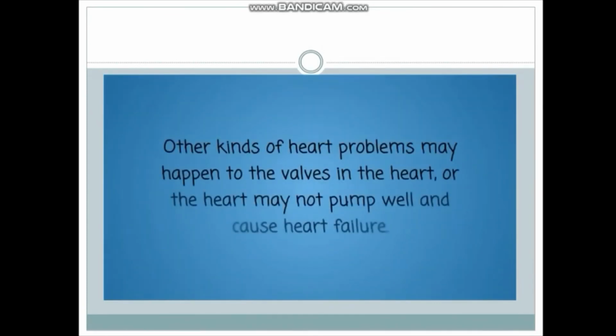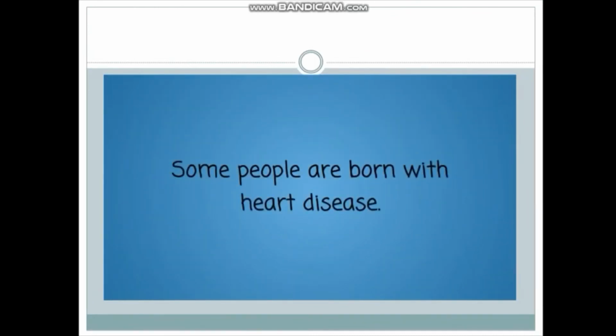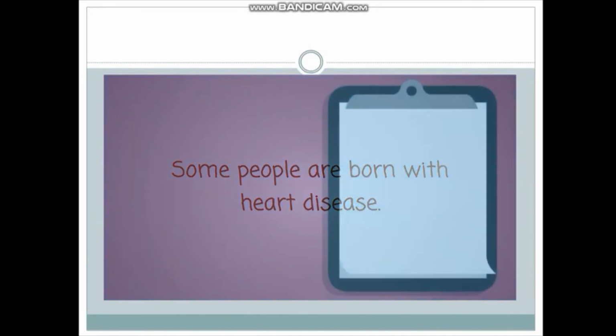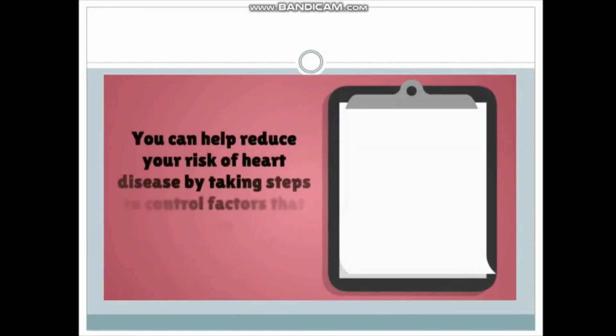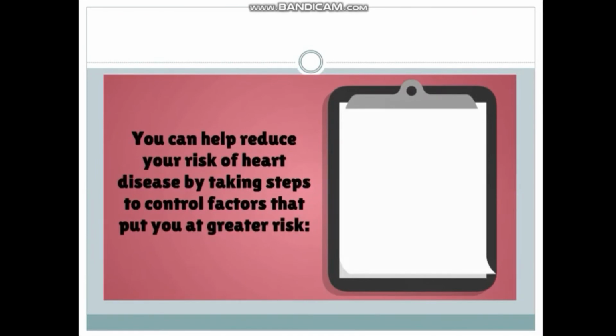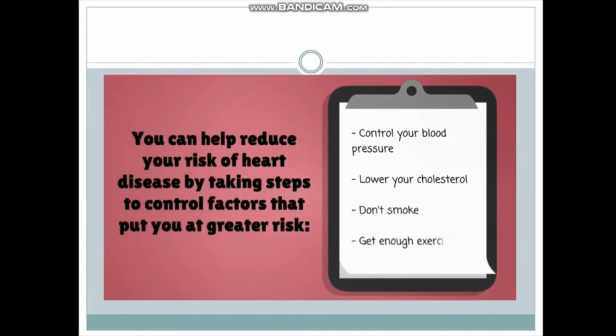Other kinds of heart problems may happen to the valves in the heart, or the heart may not pump well and cause heart failure. Some people are born with heart disease. You can help reduce your risk of heart disease by taking steps to control factors that put you at greater risk. Control your blood pressure, lower your cholesterol, don't smoke, get enough exercise.